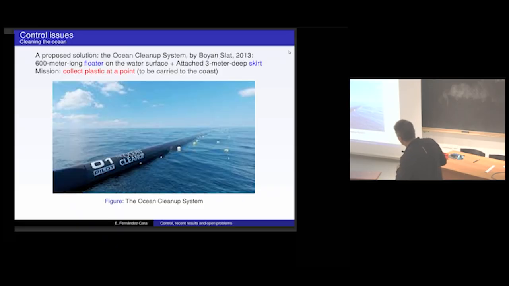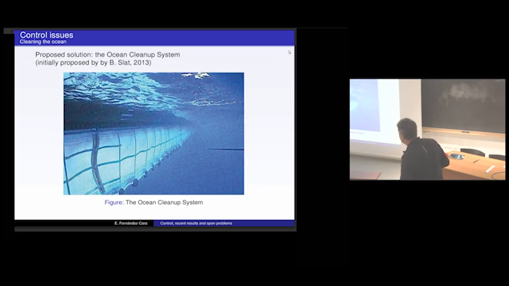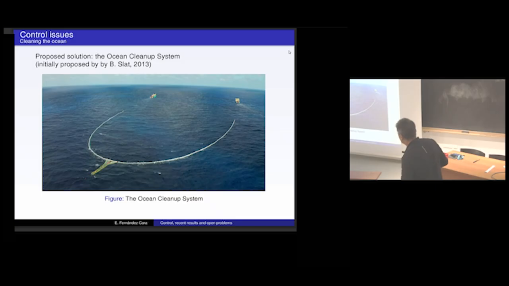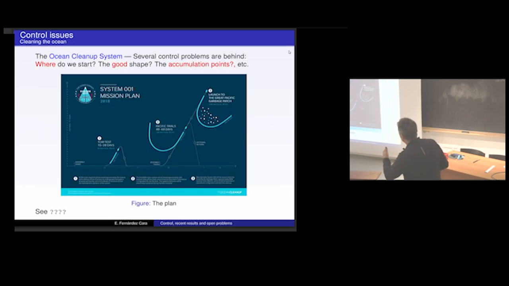The situation is, well, this is the structure, this is a part of the structure, and you see that there is a kind of skirt pending from the structure designed to collect the plastic. This is the way it operates. There are 2 ships here that are moving the structure and collecting all the plastic. And all this leads to a lot of problems that can be solved by looking at the control formulation. Where do we start to do this? Which is the good shape to get the plastic, the optimal shape? Which are the accumulation points, all this?